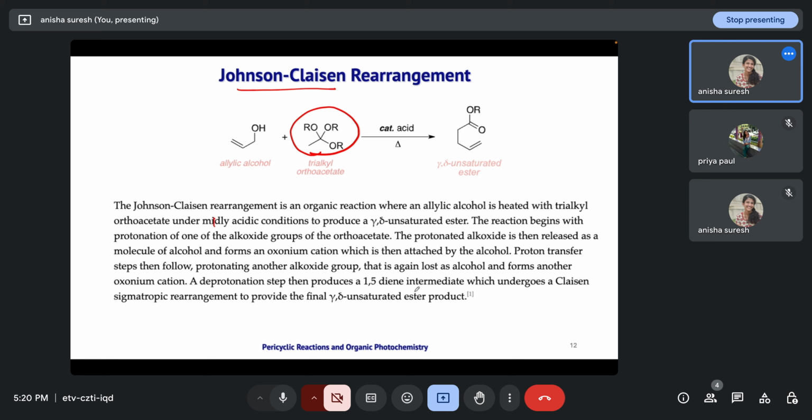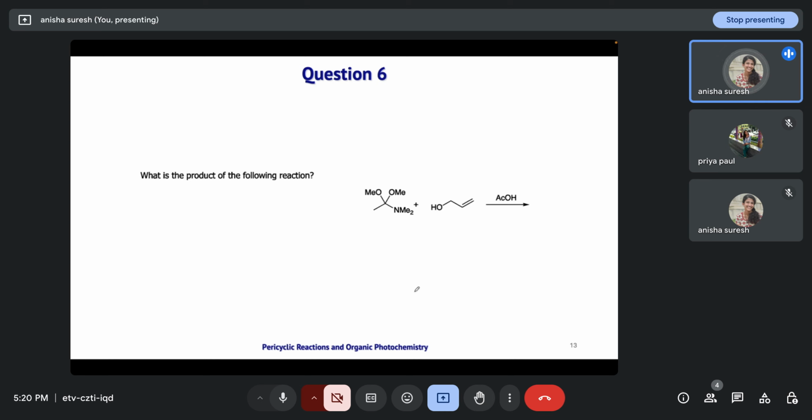Yes, clear. Okay. Now coming to the next question. So here, instead of the orthoester, we are having an amine. So this is also a different type of Claisen rearrangement, and I think sir has discussed it in the lecture. Could you recall? No, actually, I didn't come to that video. Okay, okay, I'm still in the previous video.